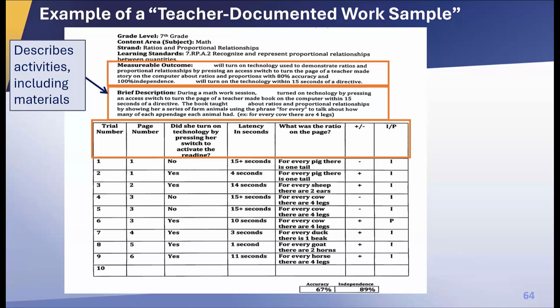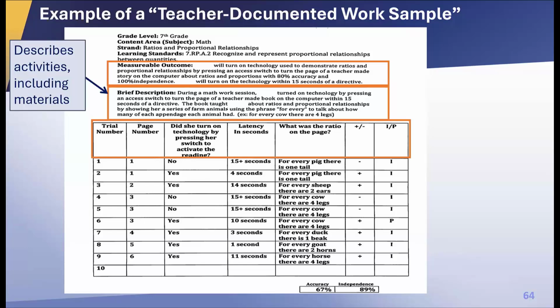And this is for a student who isn't going to produce work. They're going to turn on technology to demonstrate ratio and proportional relationships, and they're going to press an access switch to turn the page about ratio and proportional relationships. And they're going to do that within 15 seconds of a directive. So that's a measurable outcome. So we know what the student is doing. They're going to hit that switch within 15 seconds. So it's going to turn the page.